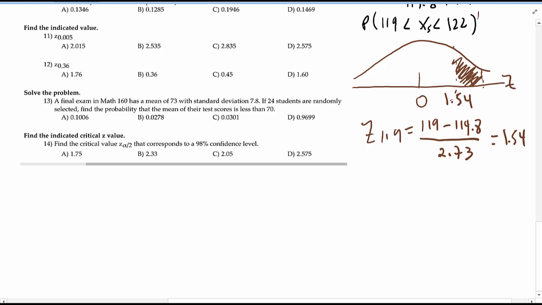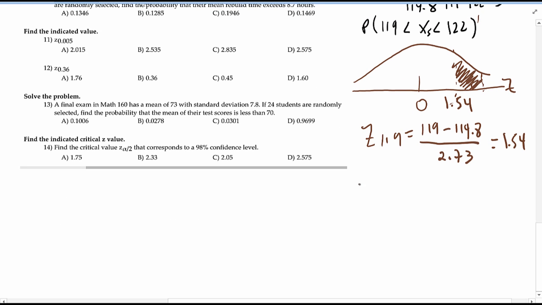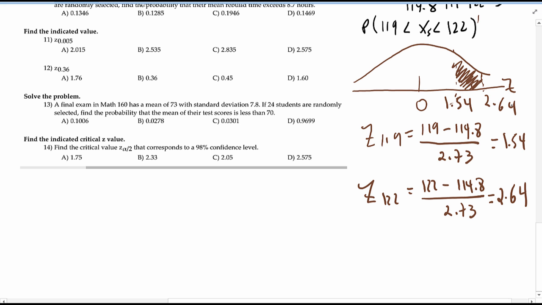What about the other z-score? Z-score of 122 is 122 minus 114.8 divided by 2.73, equals 2.64. Okay, right here, 2.64. So how do we use the tables?